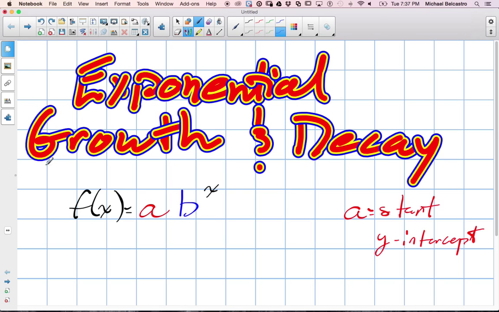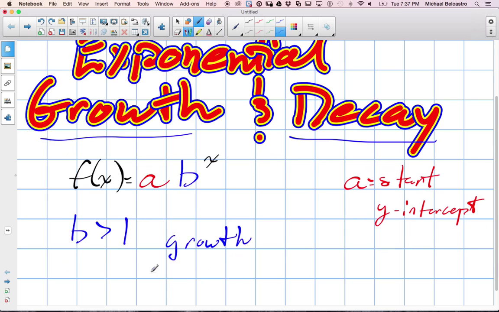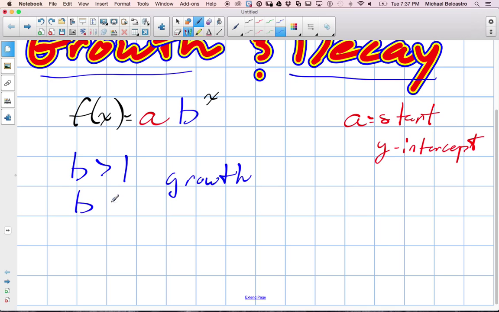So with that being said, b. B is where we get the difference of something that is growth or decay. They give you little formulas where if b is greater than 1, then we're talking about growth, and if b is a value that is less than 1 but greater than 0, so anything less than 1, that is known as a decaying amount. So the equations are both the same.